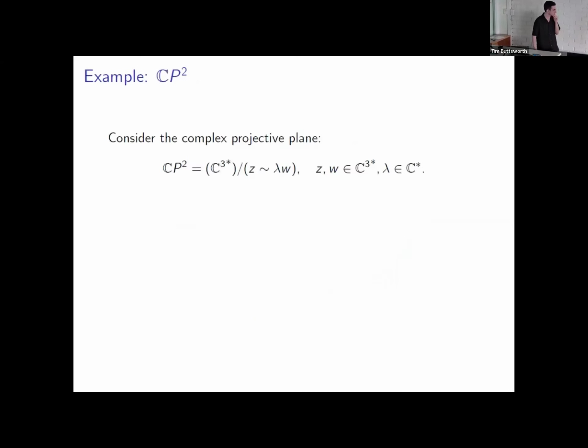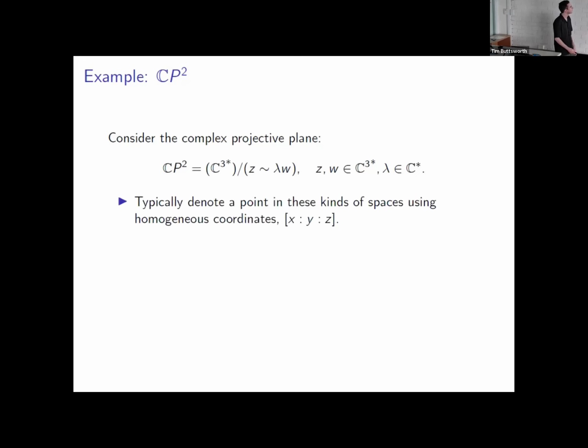Let's look at a 4-dimensional example. The simplest simply connected compact 4-manifold that isn't a sphere is the complex projective plane. This is the space of all non-zero lines through the origin in C3. Usually in these projective spaces, you work in homogeneous coordinates. Imagine your regular X, Y, Z triple, so these are elements of C3, but I'm considering these things up to this equivalence relation, up to scalar multiples.